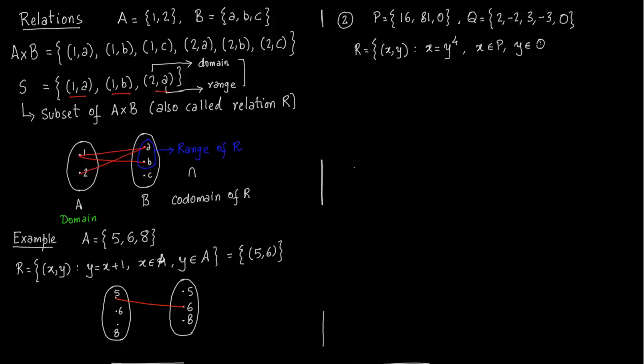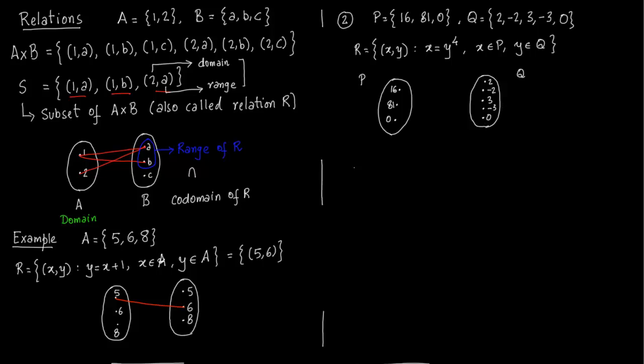So notice how relations are a subset of the Cartesian product, but they are a specific subset. I could have defined the relation as x equals y plus 1 also, or anything you wanted to. But here we are defining it this way. So this is set P and this is set Q, and set P has 3 elements, 16, 81 and 0, and set Q has 5 elements, 2, minus 2, 3, minus 3 and 0.